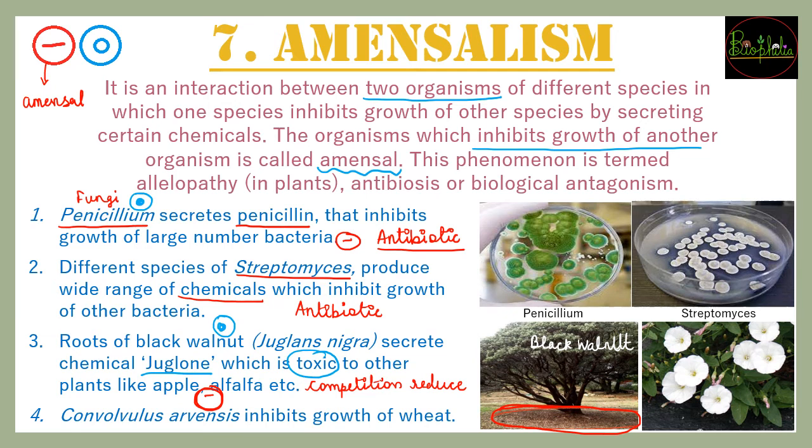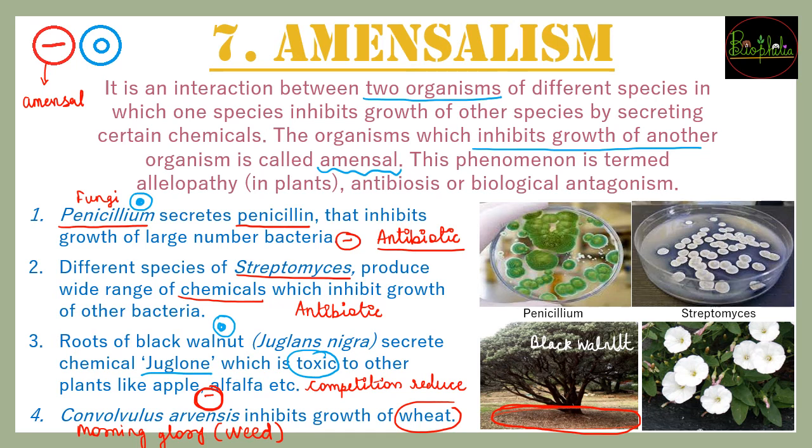The last example is about a flower called bindweed or morning glory. Morning glory is a flower which will be inhibiting the growth of wheat. It inhibits the growth of wheat, so it is a weed, and it is not wanted. So farmers are going to keep this plant away from the wheat field, because once it starts growing, it will grow at a very fast rate and all the wheat production will be destroyed.